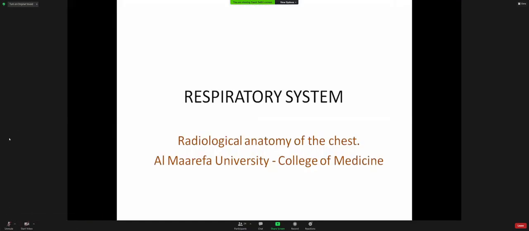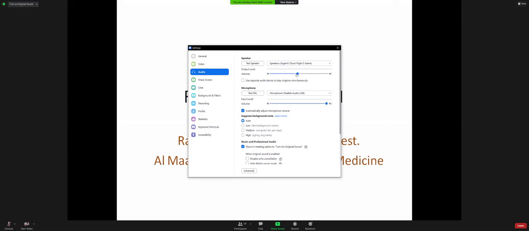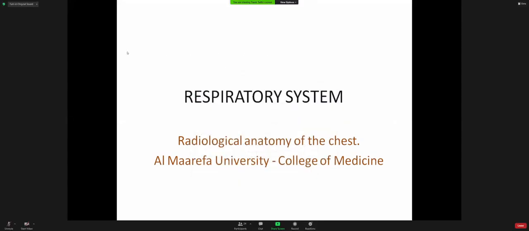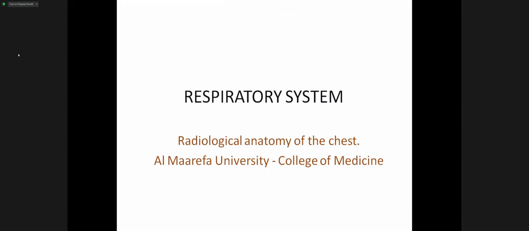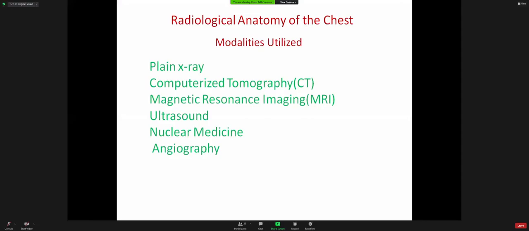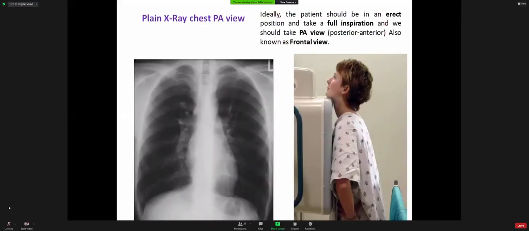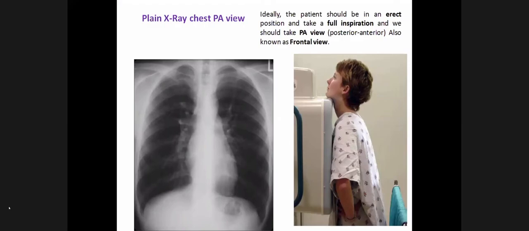Bismillah ir-Rahman ir-Rahim. I'm about to start the tutorial about the respiratory system, to revise the slides that may be seen in the OSPE. So you have to know the modality. In general, you have to know the modality.